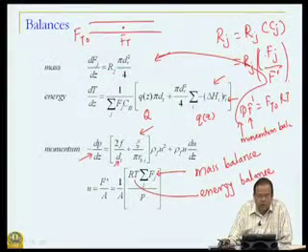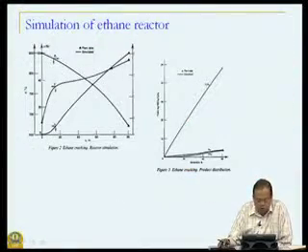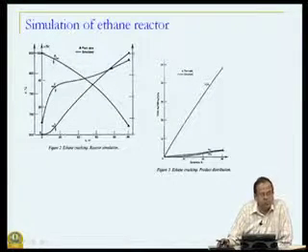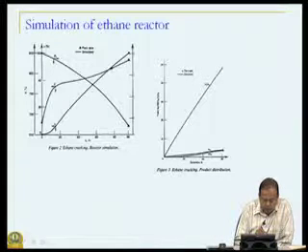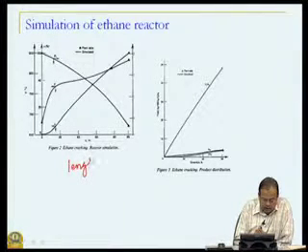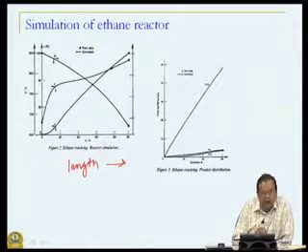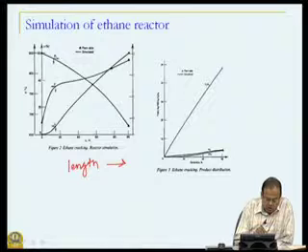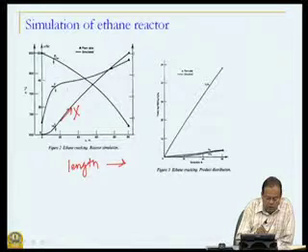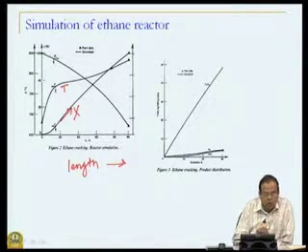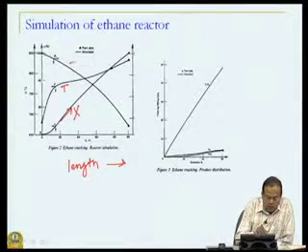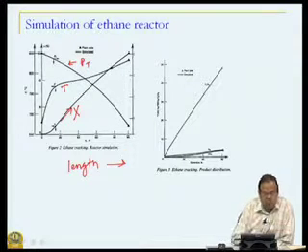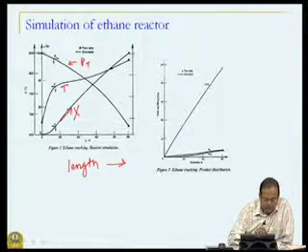So, when you put all these things together, this is a typical simulation of the ethane reactor. What we have here is the length of the reactor, typically 95 meters, we have conversion X, then we have temperature along the length of the reactor, and we have total pressure Pt. And what do we see?